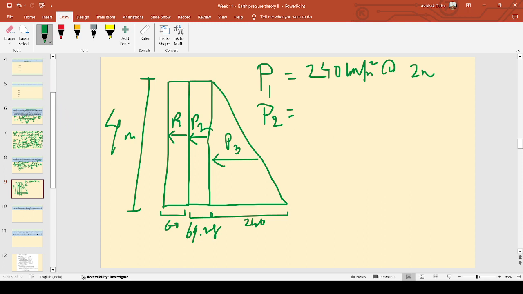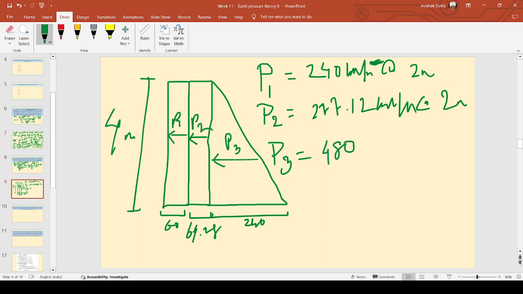So here I am taking it separately. P2 will be how much? 69.28 into 4, 277 approximately. 277.12. Yes, 277 approximately. Kilonewton per meter, I am writing again, please pardon me. At the rate how much? Again 2 meter. And P3 will be half into base into height, half into 4 into 240, that is 480. 480 kilonewton per meter at the rate 4 by 3, 1.33 meter from the base.